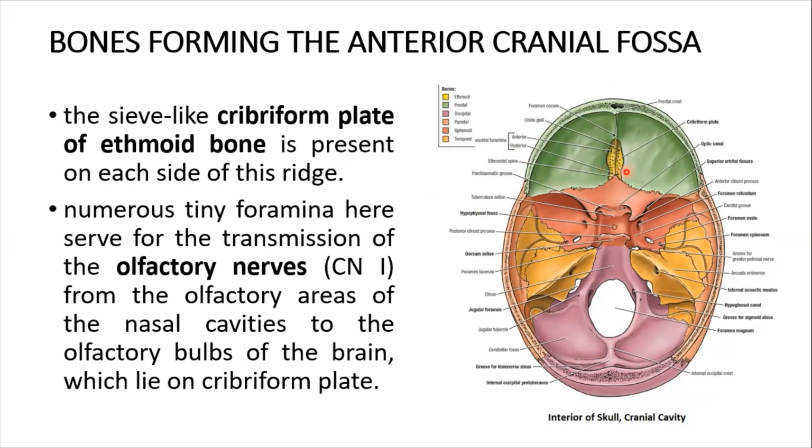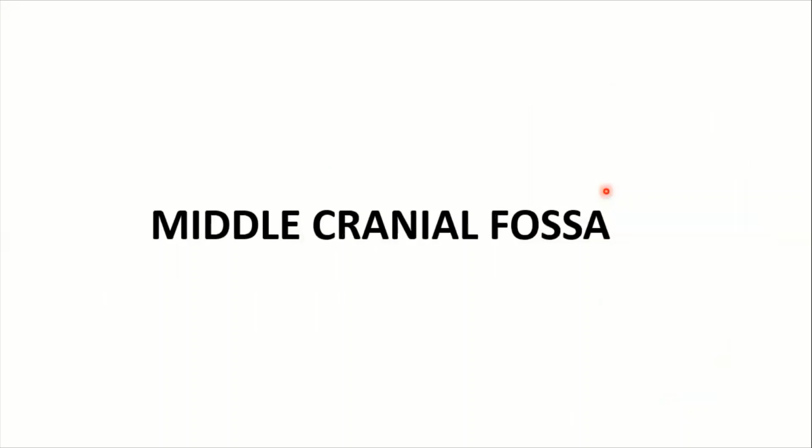Numerous tiny foramina here serve for the transmission of the olfactory nerves, which is cranial nerve 1, concerned with the sense of smell. From the olfactory area of the nasal cavities they go to the olfactory bulbs of the brain, which lie on the cribriform plate. So that was all about the anterior cranial fossa, and now we move to our middle cranial fossa.